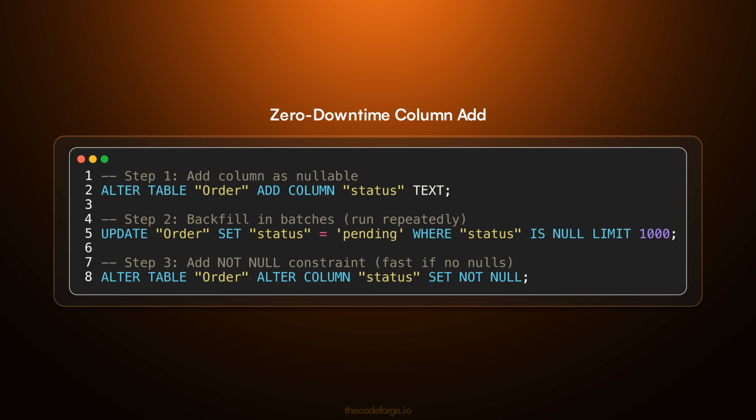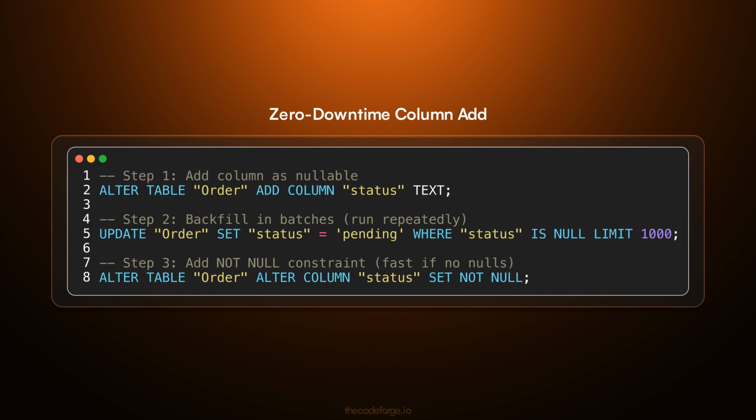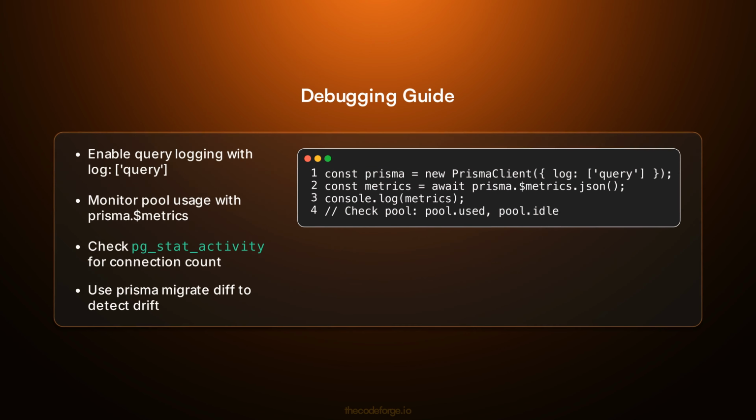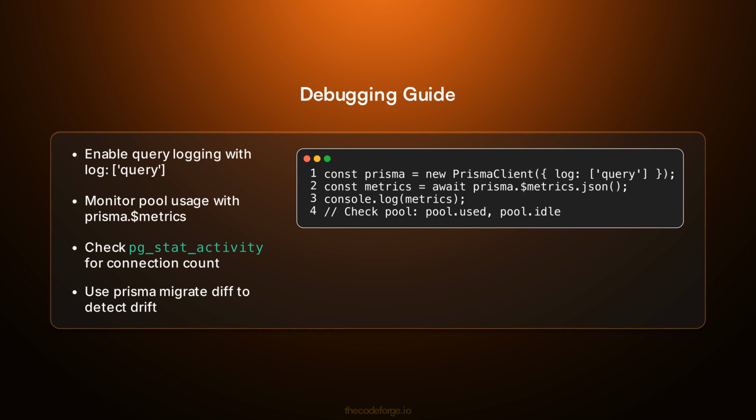Adding a not null column with a default in PostgreSQL rewrites the entire table, causing downtime. Use a safer pattern. Add the column as nullable, backfill in batches, then set not null. This avoids long locks. Enable logging and metrics to diagnose issues. Monitor pool usage and check for drift before deployments.